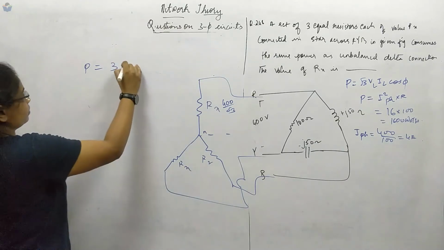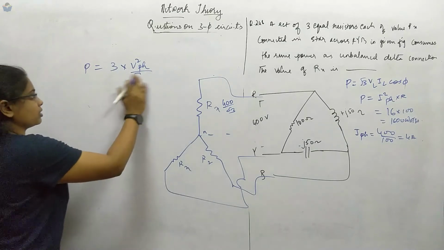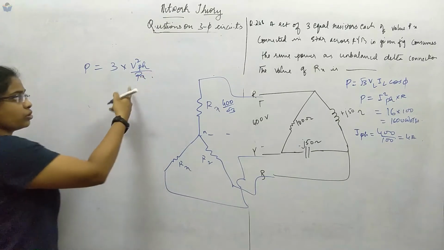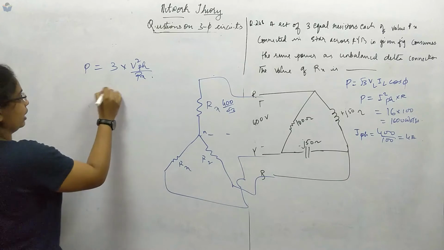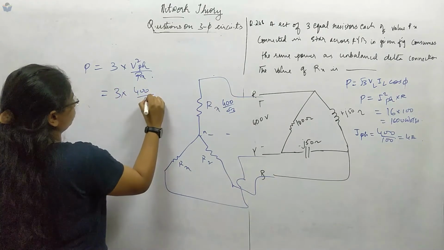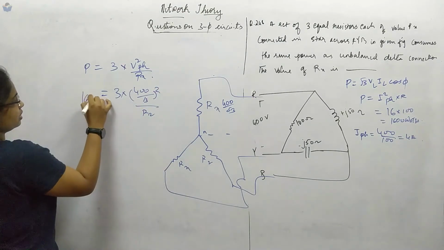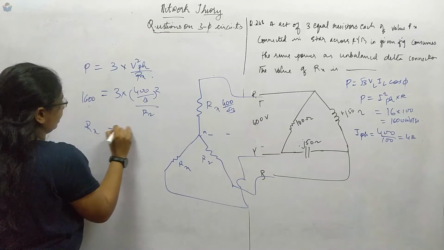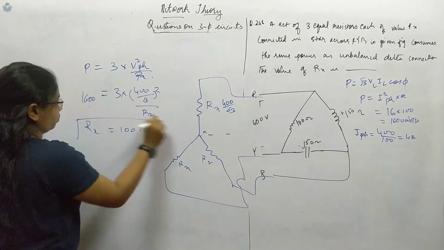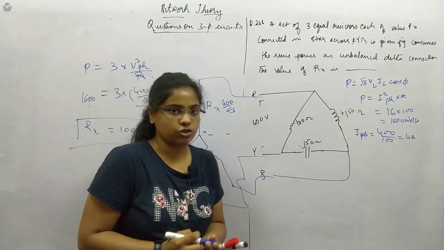Okay, 3 times V square phase divided by Rx. So this is also a formula, instead of using I square R. So 3 into (400 by root 3) whole square divided by Rx. So here it is 1600 watts. So you will get Rx is equal to 100 ohms. So when you calculate, you will get this value. Okay, so we will see the next question.